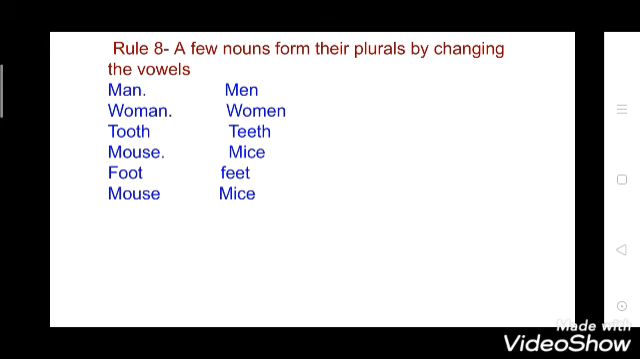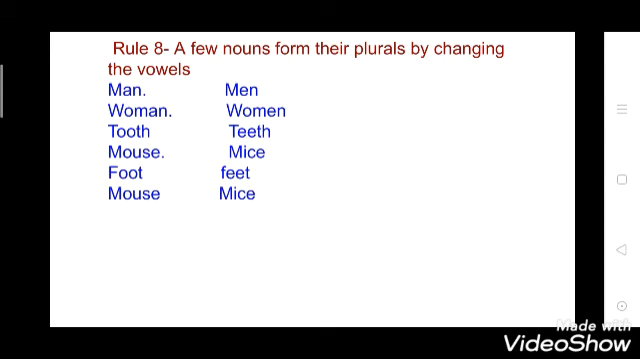Now see the second, woman. So here A is a vowel. You will change it by adding E and you will drop A, then it will become women. Tooth. So here spelling of tooth is T-double-O. O is a vowel. You will change it to E-E. E is also a vowel. So you will change like this, teeth. Mouse, mice. Foot, feet.